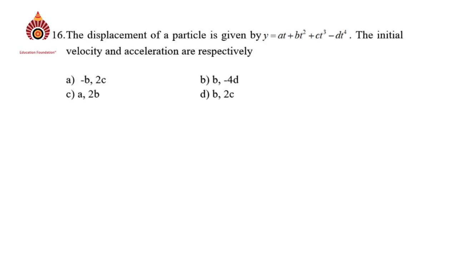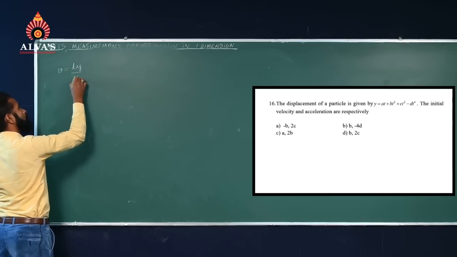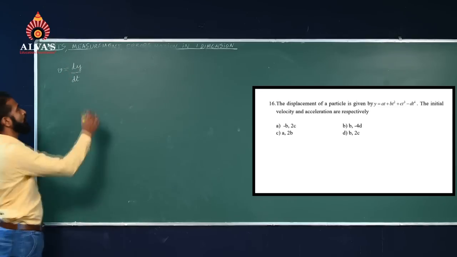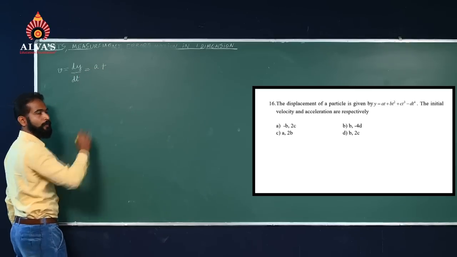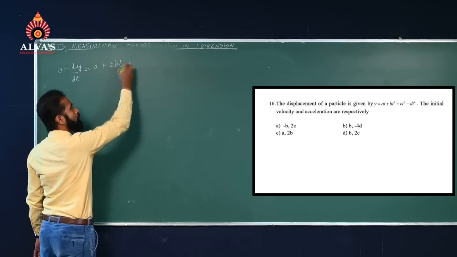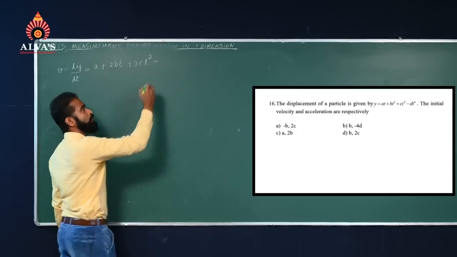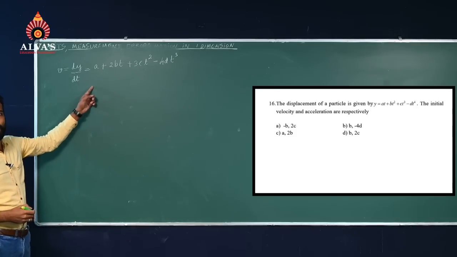The displacement of a particle is given by y is equal to at plus bt square plus ct cube minus dt to the power 4. The initial velocity and acceleration are respectively. So velocity of the particle is given by differentiating the given equation. The given equation represents the displacement, so differentiate displacement with respect to time, we are going to get the velocity. So if I differentiate, this will become only a, plus the second term is 2 times bt, plus the third term is going to become 3 times ct square, and the last term is going to become 4 times dt cube. If I differentiate this equation one more time, I am going to get the acceleration.